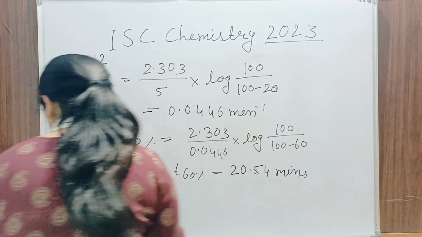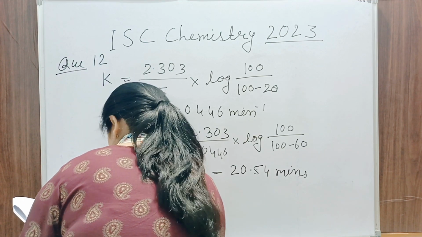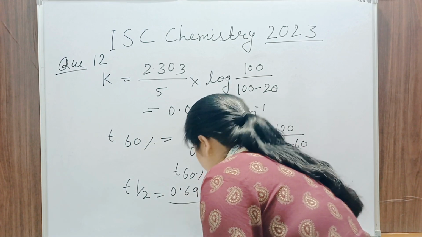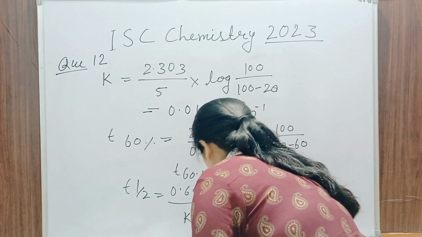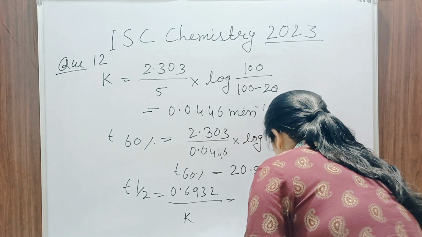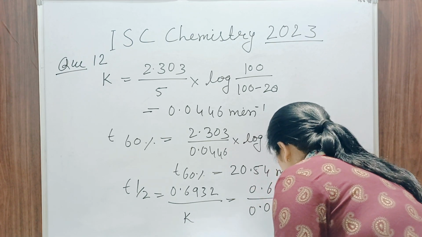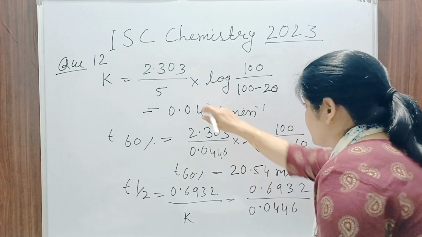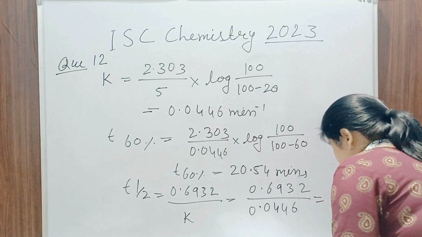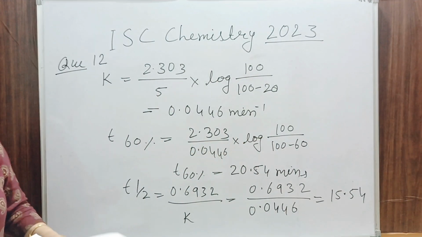Next one is the half-life period. So T1 by 2 equals 0.6932 upon K, which is 0.6932 when we put the value of K, 0.0446, which I calculated first. So the answer is 15.54. This is the answer. You can take a screenshot of this.